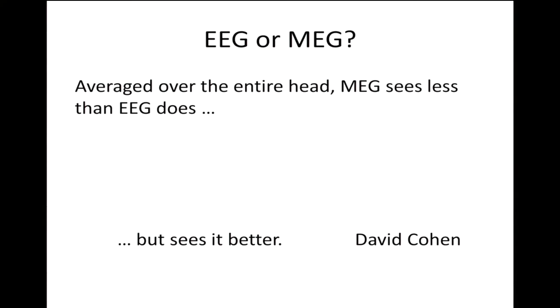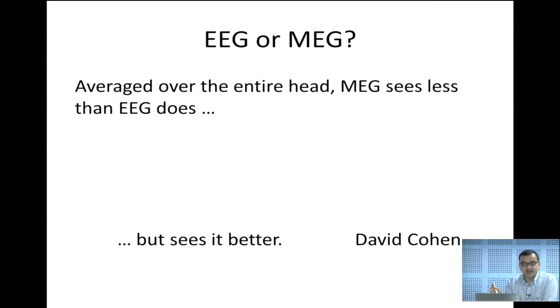And finally, to sum it up for EEG and MEG, there is a quotation which I like very much, by the father of MEG. He says, averaged over the entire head, MEG sees less than EEG does. We already discussed that, because EEG sees both radial and tangential sources, while MEG only sees tangential. But MEG sees less than EEG does, but it sees a bit better.